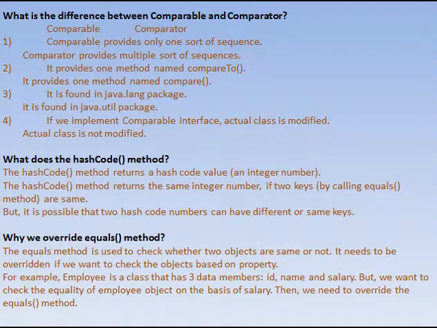What is the difference between Comparable and Comparator? 1. Comparable provides only one sort sequence. Comparator provides multiple sort sequences. 2. Comparable provides one method named compareTo. Comparator provides one method named compare.